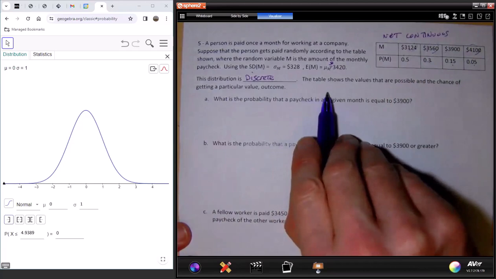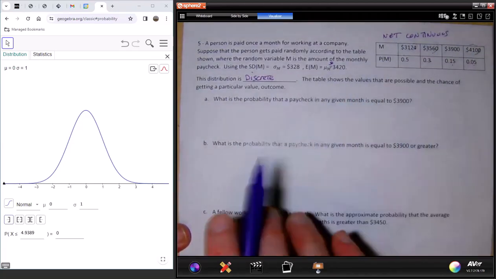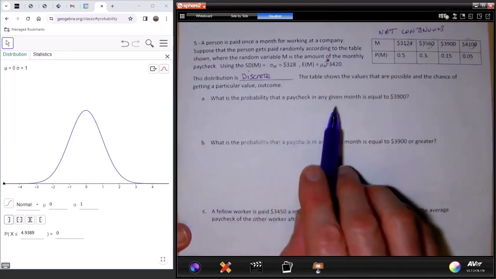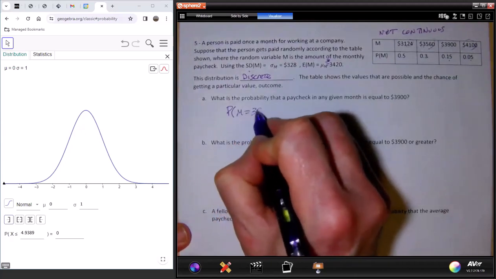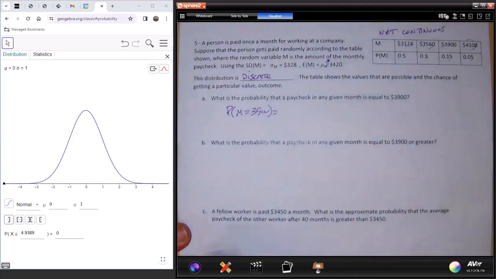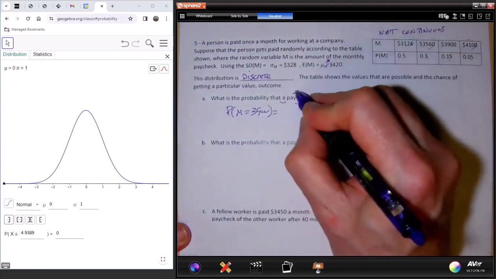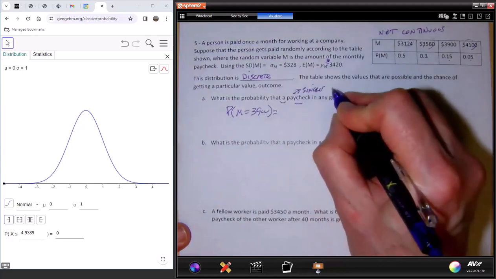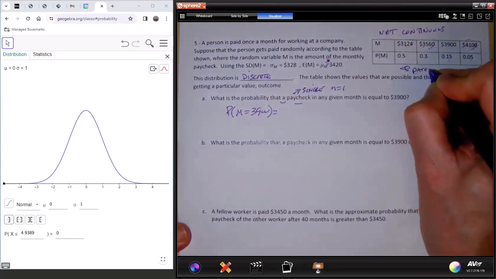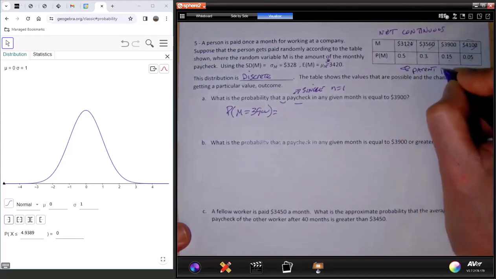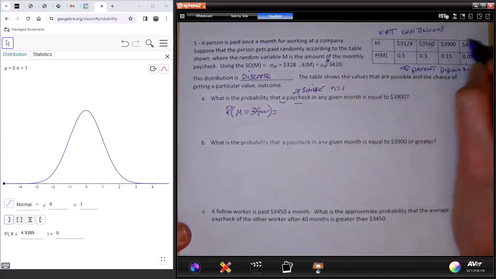So this table shows the values that are possible and the chance of getting a particular value, an outcome. For example, what is the probability that a paycheck in any given month is equal to 3,900? So m is my variable. What's the chance that it's equal to 3,900? Well, I don't have to do anything special. A paycheck means single, so this is n equals 1. By the way, this is my parent population. My parent population is just these four numbers. Sorry, the parent population.